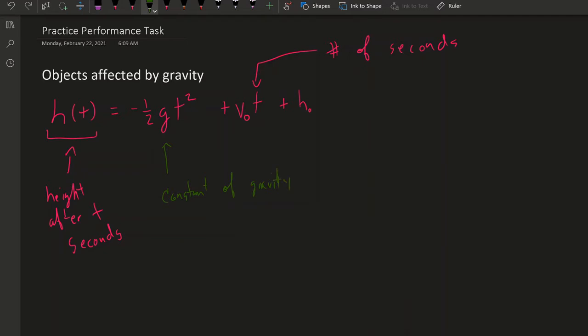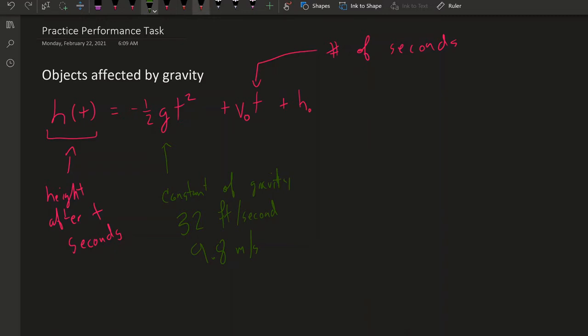Now, since all of our activities for this class will take place on the planet Earth, the constant of gravity is 32 feet per second squared. And for this activity, all of our units will be measured in feet. Just for the science brain out there, 9.8 meters per second squared is if we were using the metric system.